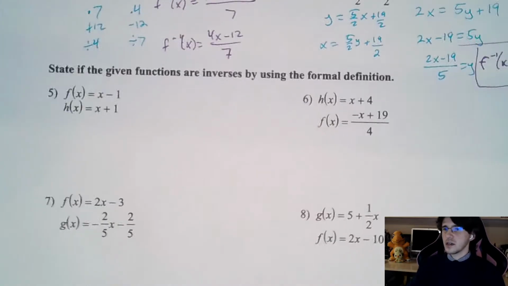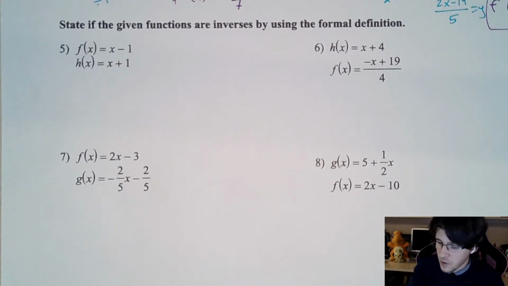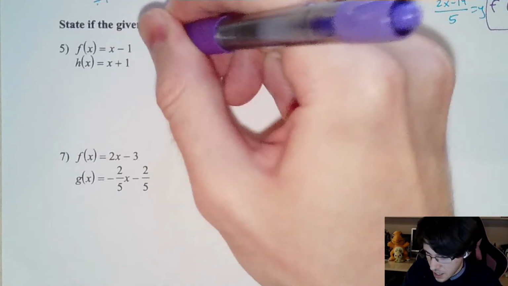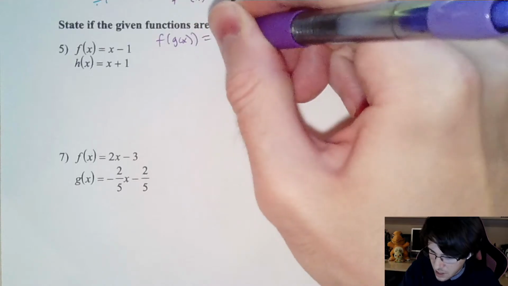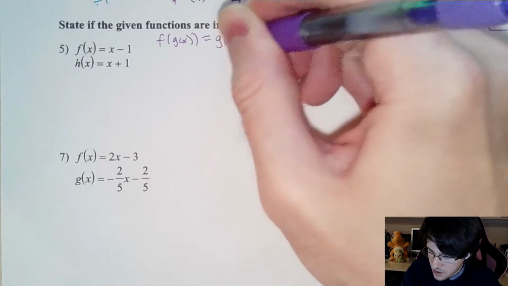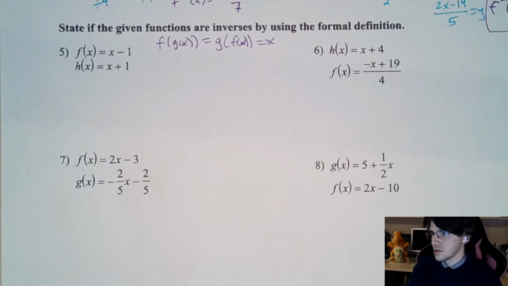All right. So number 5 here, it says state if the given functions are inverses by using the formal definition. The formal definition of an inverse says that f and g are inverses if and only if f of g of x equals g of f of x equals x. We've got to show that these are true, and you have to say if they are. Some of these might not be. In fact, 2 of them aren't.